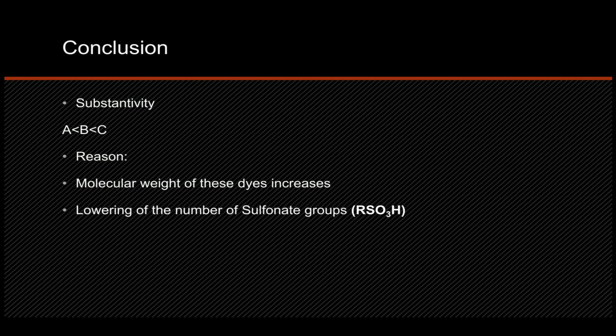Lowering the number of sulfonate groups lowers the exhausting power of the dye per molecule. So it is reported that the exhausting power of a dye per molecule may be lowered by lowering the number of sulfonate groups. It is also reported that the washing and light fastness of class C direct dyes is better than that of class A and class B direct dyes.